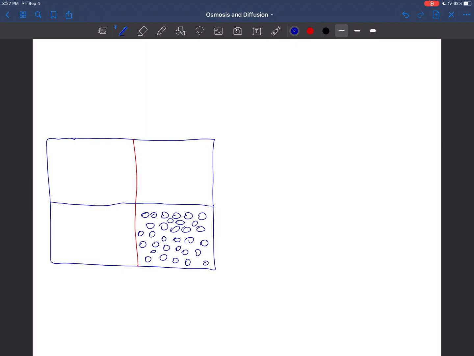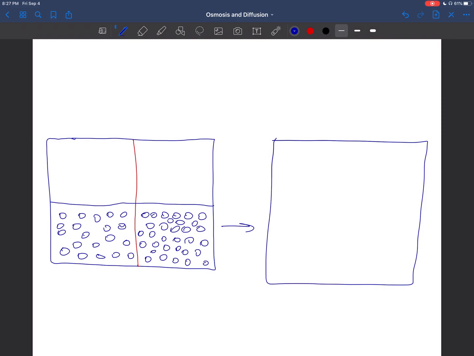Oops, it doesn't allow these particles across. So it's only going to allow the water across. And you're going to find that something spontaneously happens, right? So I want to point something out. This has a higher concentration of these particles than this, right? So what's going to happen? We're going to find that the water, since it's only the water that can move across the membrane. Remember, these particles cannot move across this membrane. Maybe they're too big or something. I don't know. And the water molecules are smaller than this, right?